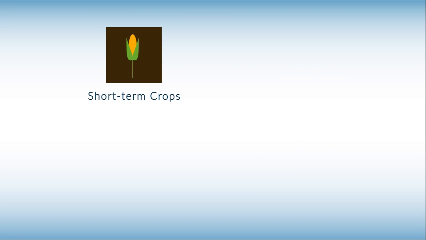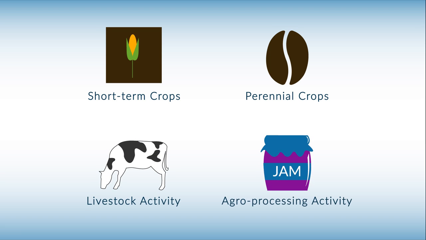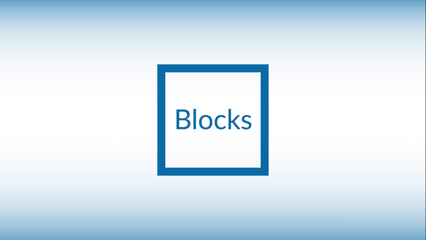If we remember these 4 examples, that is short-term crops, perennial crops, a livestock activity, and an agro-processing activity, you should have no problems in defining your blocks. Good luck.